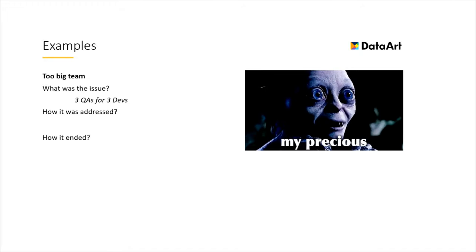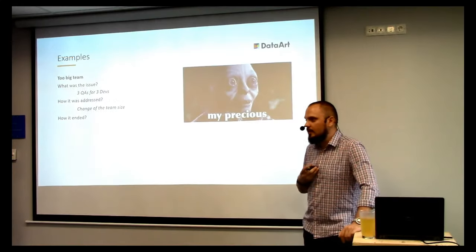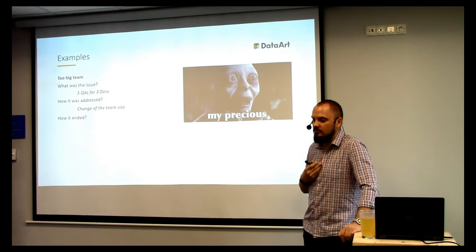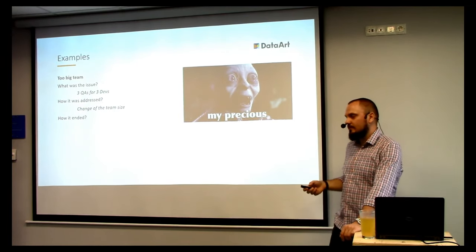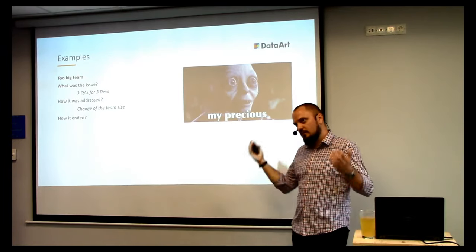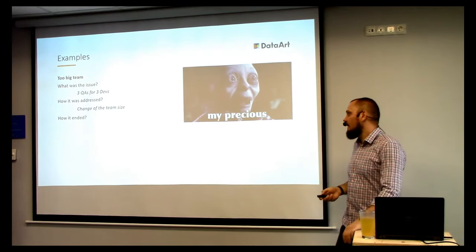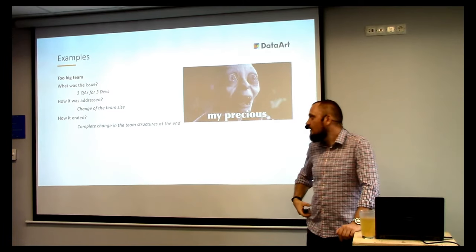How was it addressed after one week, two weeks, three sprints of work? We proposed a change of team size. Generally, they agreed. They moved one QA engineer to the other team. And they also suggested that we could help other teams. Unfortunately, other teams had the same problem because the structure was the same in the whole company. And it ended with a complete change in the team structures.